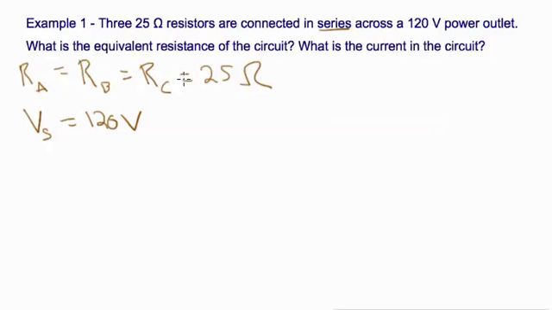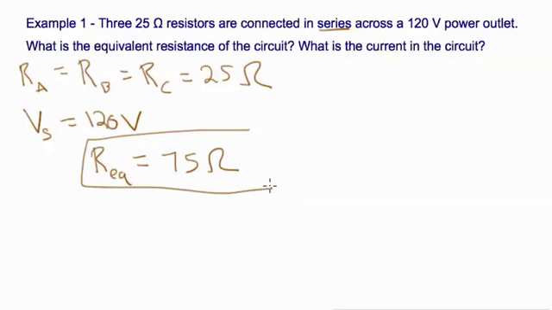And we're asked to find the equivalent resistance of the circuit. So if we look at our equations, we see that for a series circuit, the equivalent resistance is A plus B plus C. So we can see that it would be 75 ohms. 25 plus 25 plus 25, or you could just do 25 times 3. And then we're asked, what is the current in the circuit?